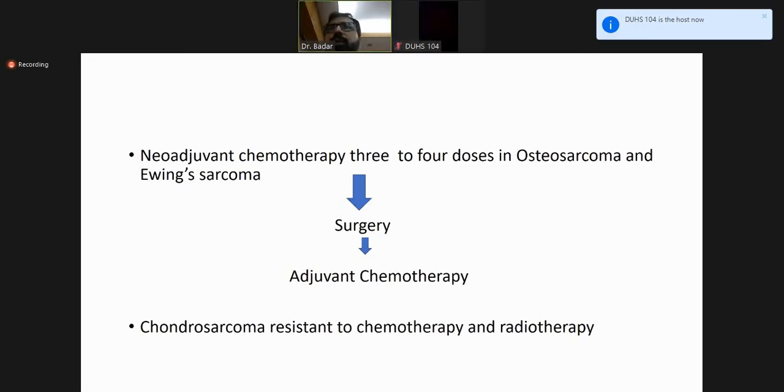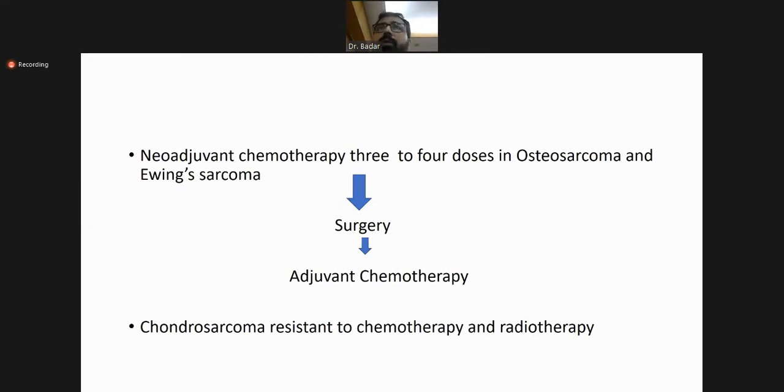So how to proceed before doing surgery? Whenever your diagnosis is confirmed, either it's osteosarcoma or Ewing sarcoma, the first thing is to do neoadjuvant chemotherapy. 3 to 4 cycles or doses of chemotherapy first, and chemotherapy that is given before the surgery is called neoadjuvant chemotherapy.